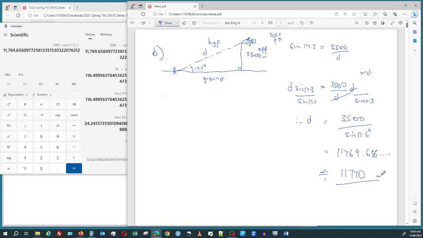Wow, 11,970 metres, which is 11.97 kilometres. Just make sure you get that distinction between metres and kilometres. Okay, just make sure you get that distinction, that's important. All right, so about 11 kilometres.